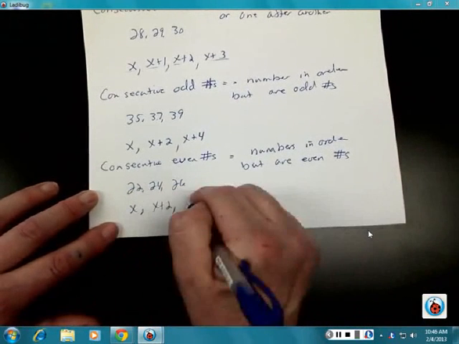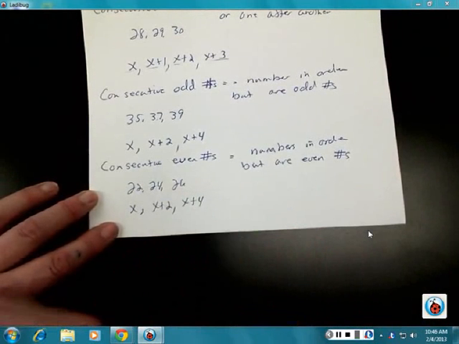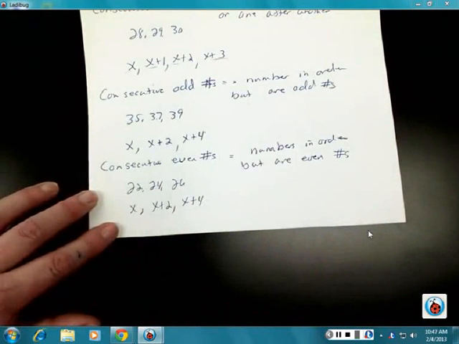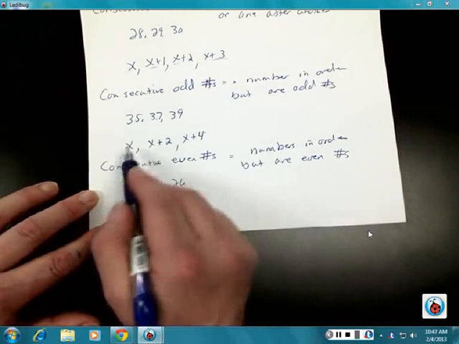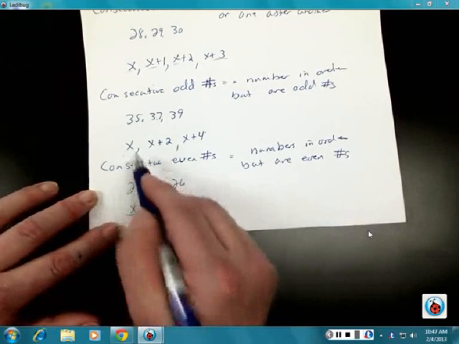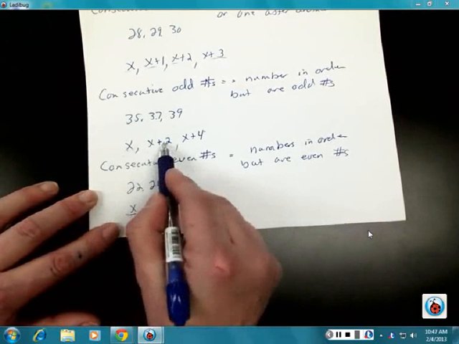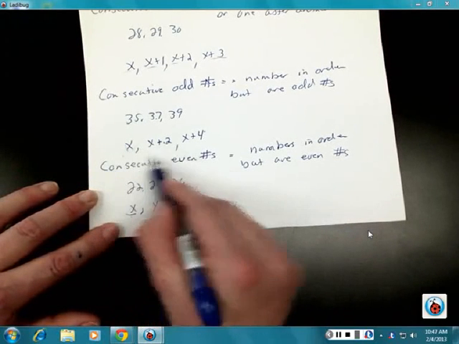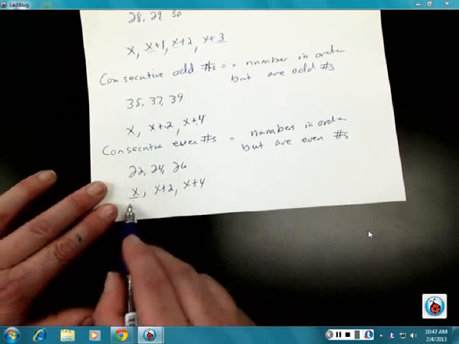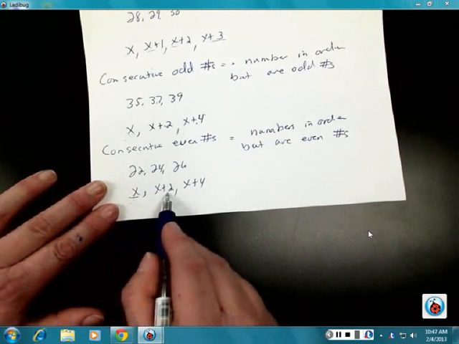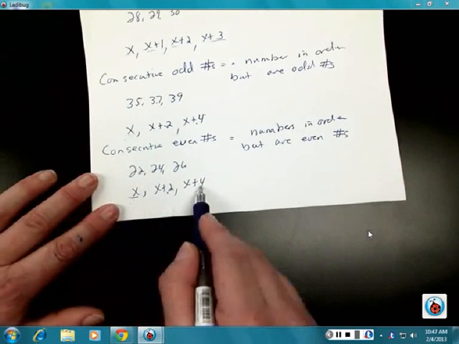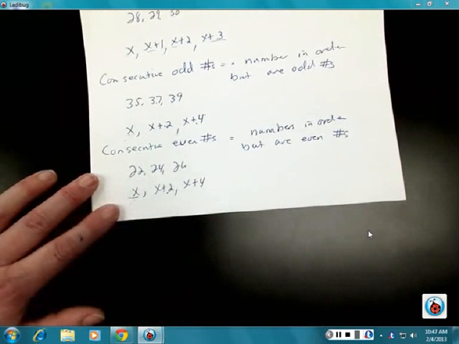But wait a minute. My odd ones is the same pattern. How can that be? It's basically where you start. If you're starting with an odd number here, by adding 2 it still stays odd. By adding 4 it still stays odd. Down here, if I start out even, by adding 2 it stays even. By adding 4 it stays even. So your patterns there are the same.